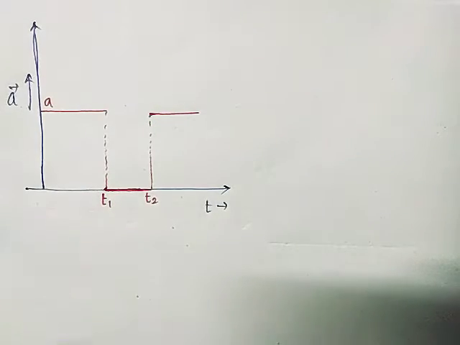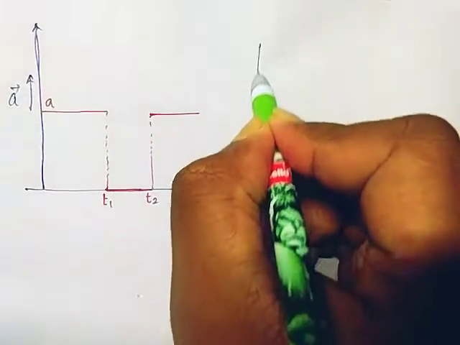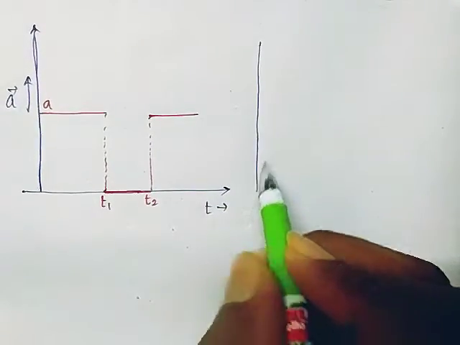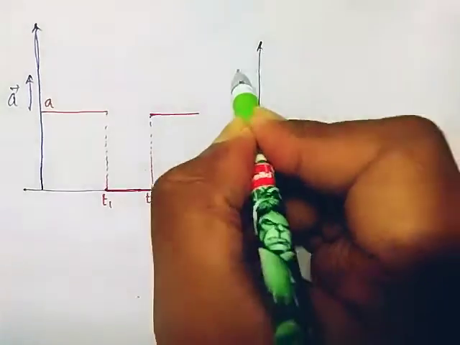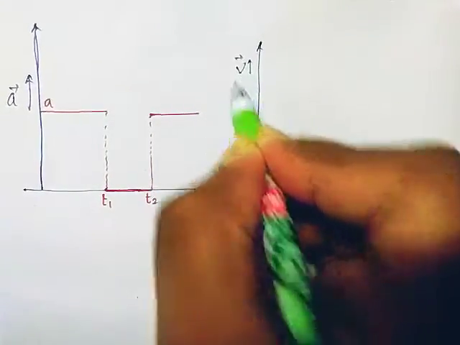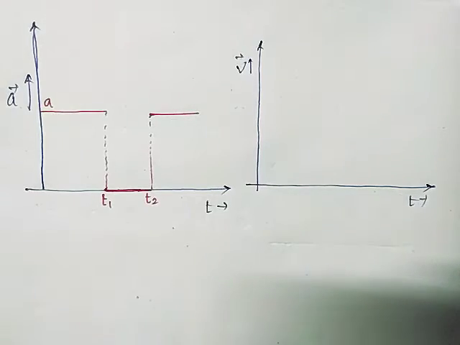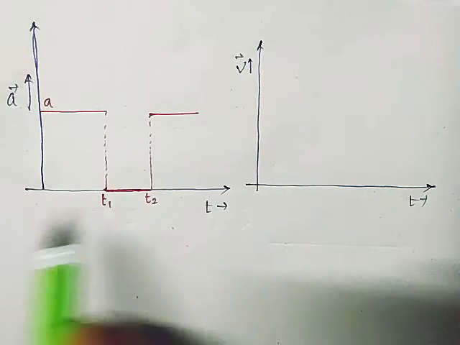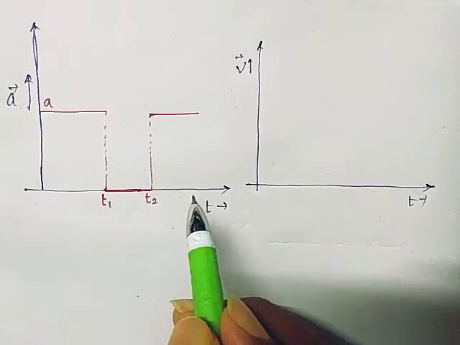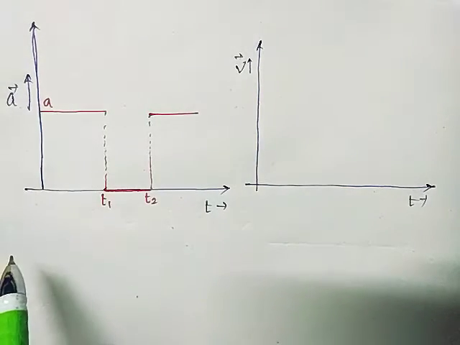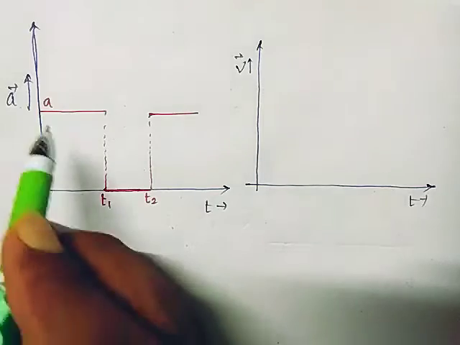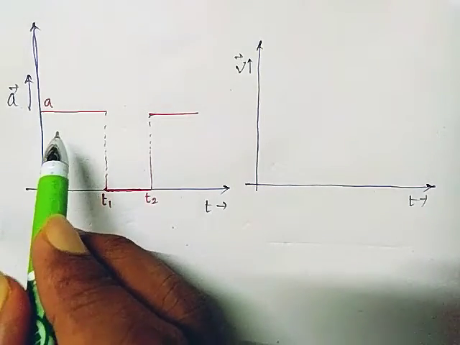If I want to find the velocity versus time graph for this configuration, just try to understand what the velocity actually represents. The velocity represents the change in distance, or the change in displacement basically. The acceleration represents the change in velocity.